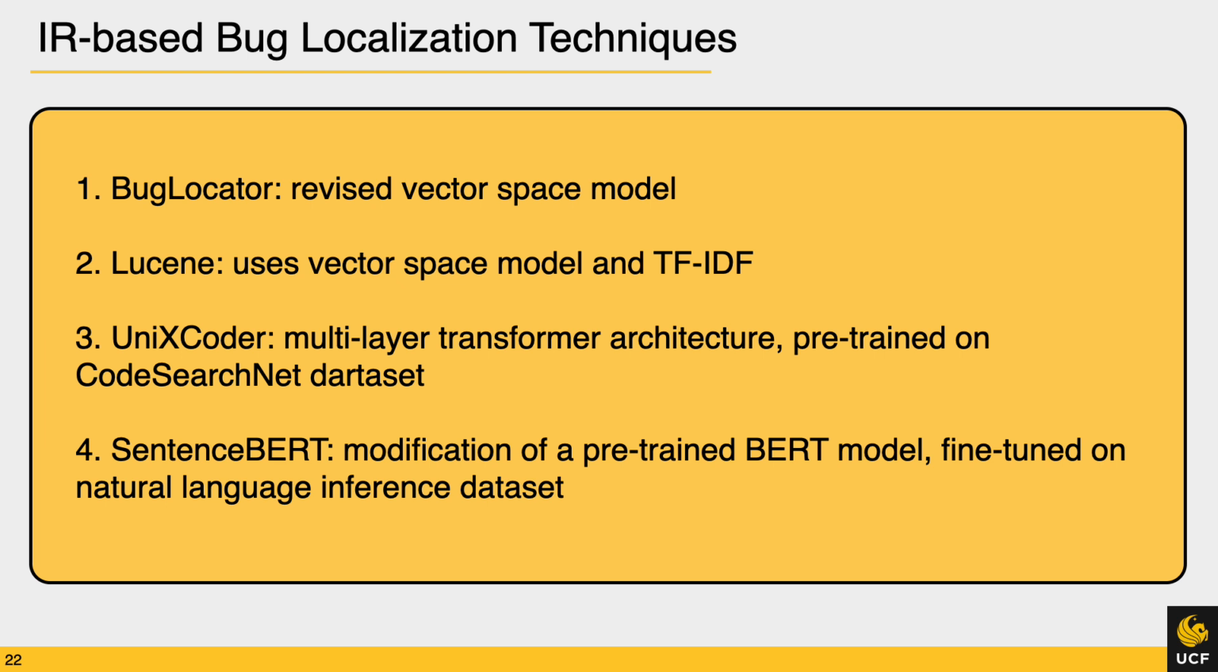The third one is UniXcoder, which is a multi-layer transformer architecture pre-trained on the CodeSearchNet dataset. This model exhibits great performance in code understanding tasks. The final one is SentenceBERT, which is a modification of the pre-trained BERT model and fine-tuned on a natural language inference dataset. This model augments the traditional BERT model with Siamese and triplet networks, allowing for better support of tasks such as clustering and semantic search.